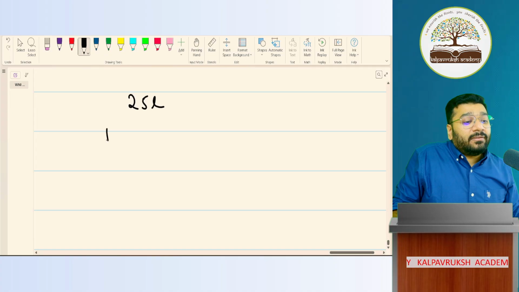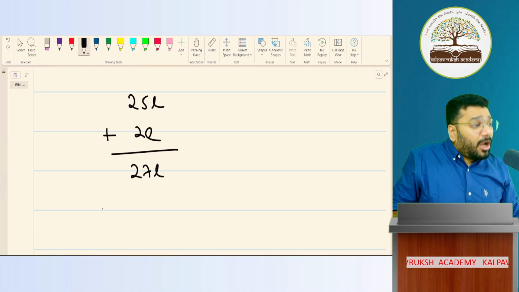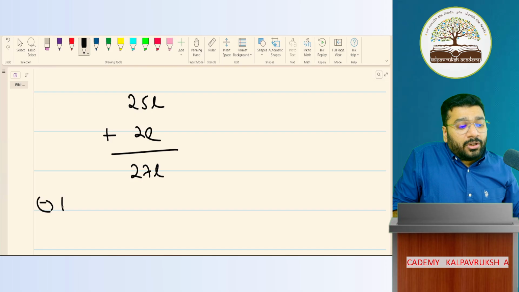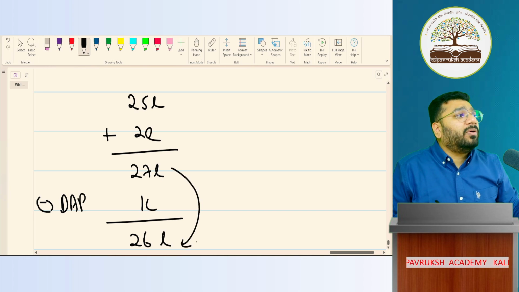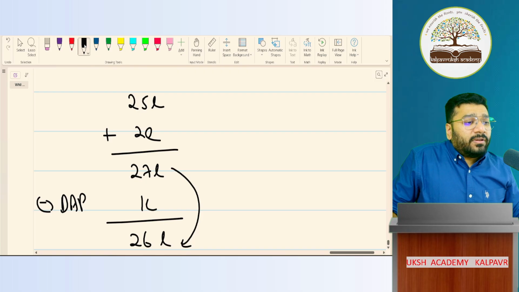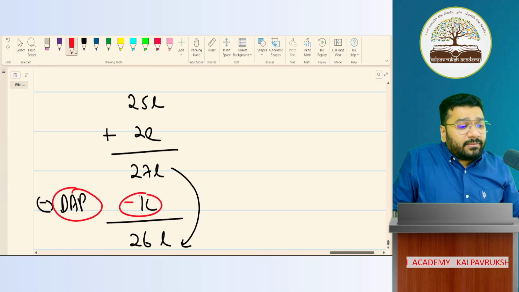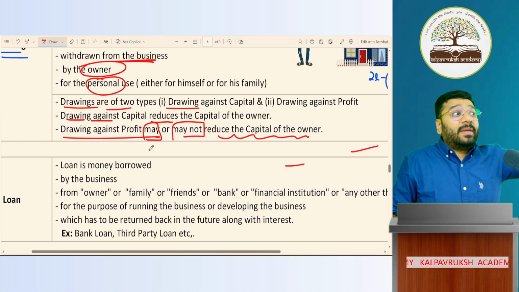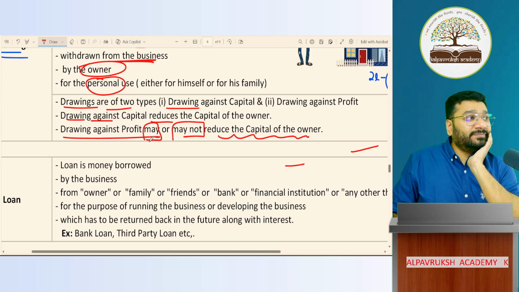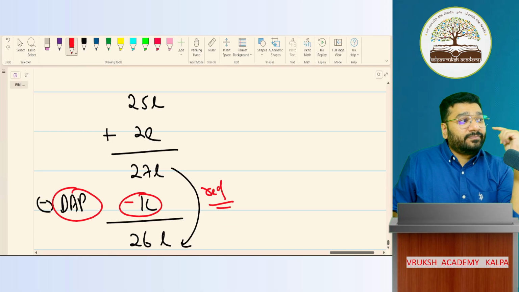25 lakh capital, add 2 lakh profit, total 27. In that, if I withdraw drawing against profit, let's say 1 lakh, what is my capital? 26 lakh. But capital is reducing only, no? So if drawing against profit is done, it reduces capital. Yes or no? Then why are they using the word may or may not? But it still goes out of this 27 only, no?